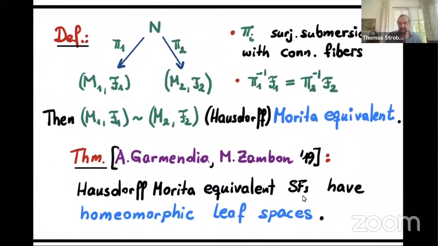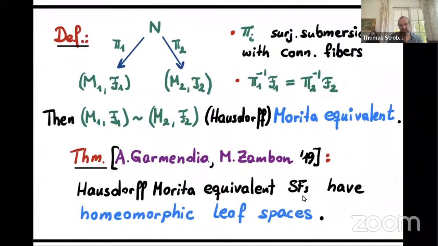Good. So there is a definition of Morita equivalence, or Hausdorff-Morita equivalence, as it was called by Marco with his former student, Marco Zambon. And this is as follows. Two singular foliations are Morita equivalent if there is another manifold N with two surjective submersions. There's an important condition that the fibers need to be connected. And such that this notion of pullback foliations coincide.